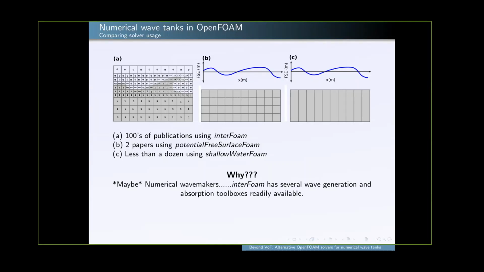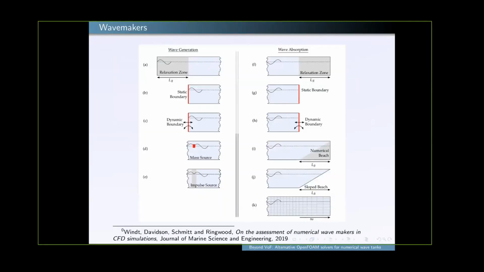So to try to address that, we had a look at the wave makers, and this diagram is done by my colleague Christian Windt. It's looking at the different wave generation and absorption techniques. There's a relaxation zone, which can do both absorption and generation. That's in the waves2Foam toolbox. The static boundary and dynamic boundary, which you get with IHFoam, can do generation and absorption. Then you have mass source and impulse source methods for generating waves.